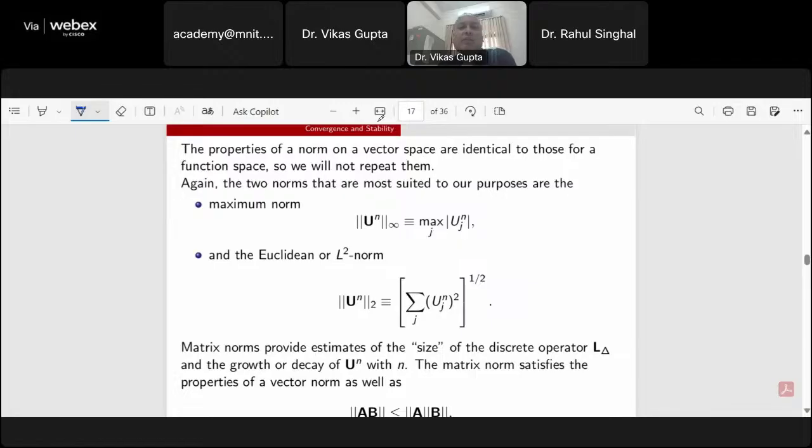property of norm over a vector space are identical to those for the function space. I already said that these three conditions which are satisfied in the definition of norm for a function space, if the same kind of properties are satisfied by the element defined over the linear vector space, then that scalar is said to be a norm over the vector space. So that's why we will not repeat them again over here.